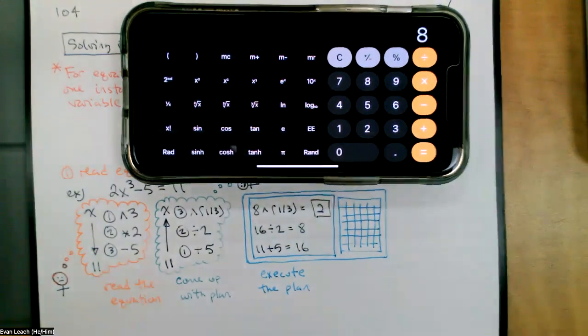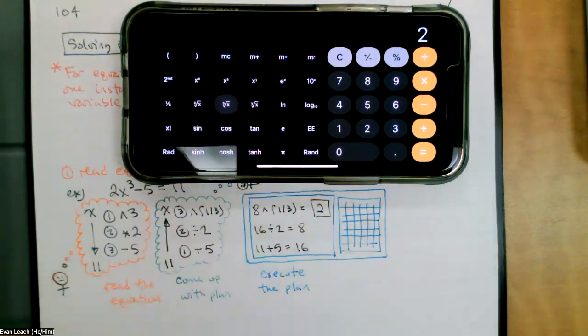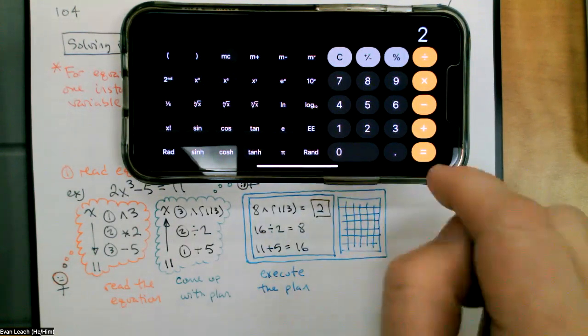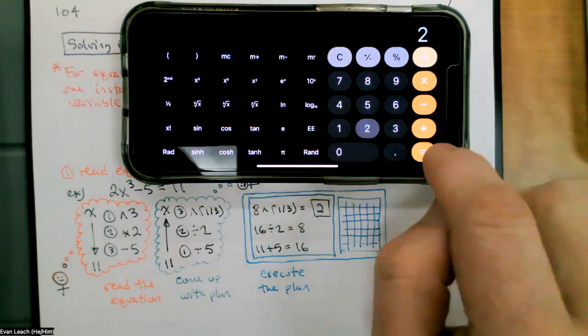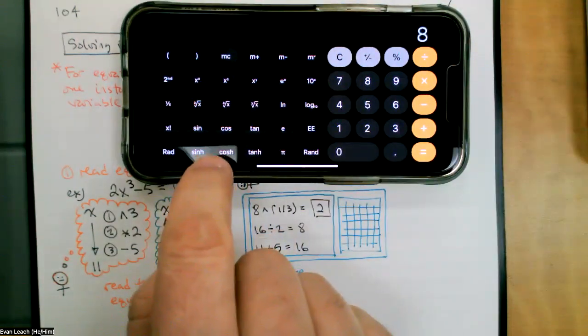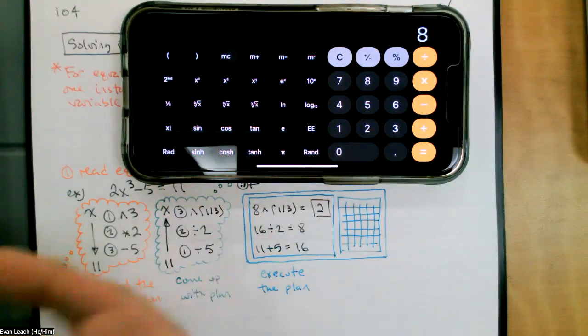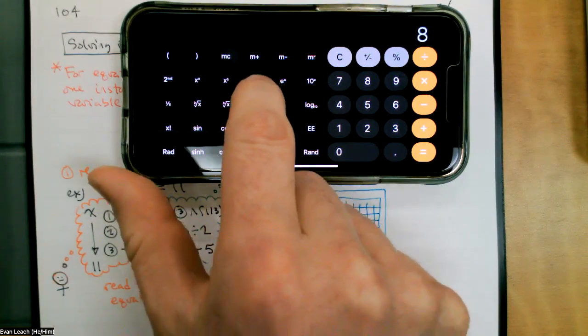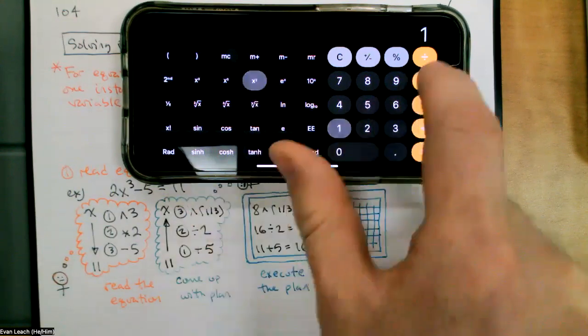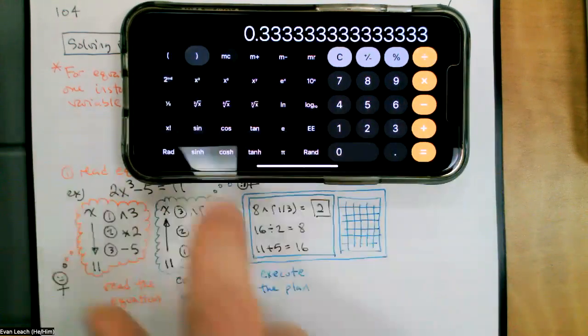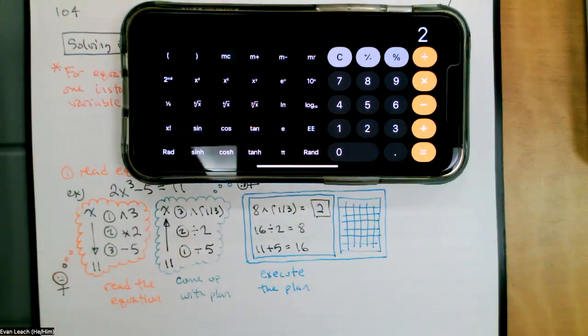Now, my iPhone actually has a cube root button on it. So I could do a cube root button. Or I could take the 11 plus 5, divide by 2, and then raise to the 1/3 power. I still need parentheses, so I'll hit the X to the Y button. I'll say raise this to the parentheses, 1 divided by 3, close parentheses, then equals.